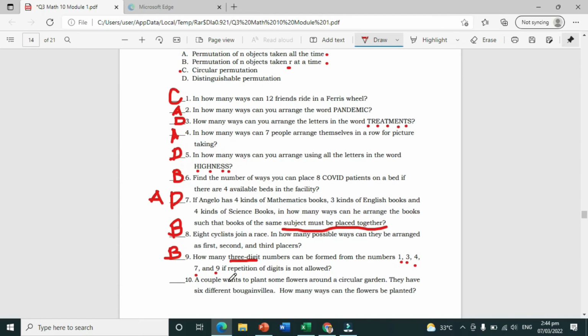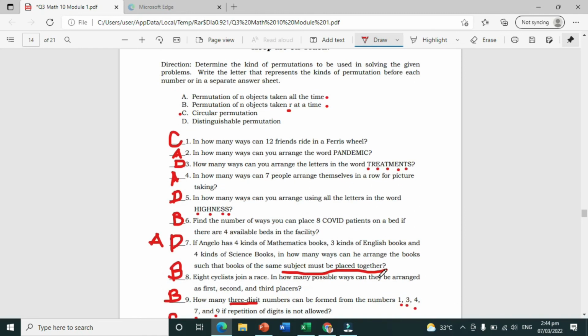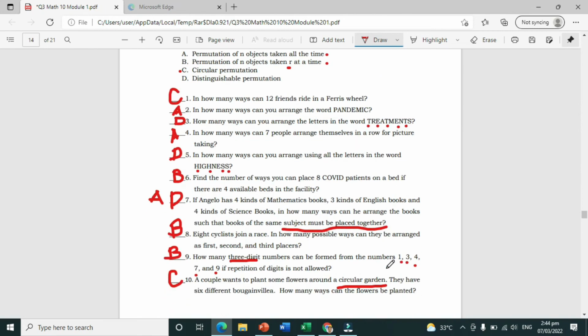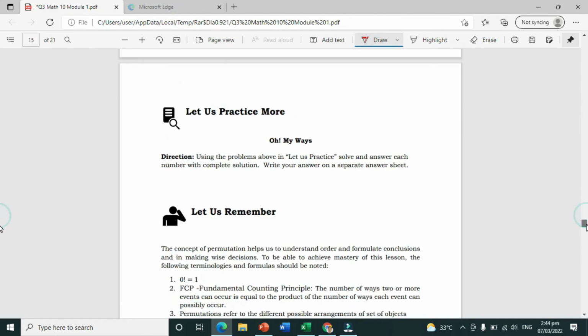And then, lastly, number 10. A couple wants to plant some flowers around a circular garden. They have 6 different bougainvillea. How many ways can the flowers be planted? May word na dyan na circular garden. So, directly, that is a circular permutation. Okay, so any questions about the kinds of permutations that we are identifying?